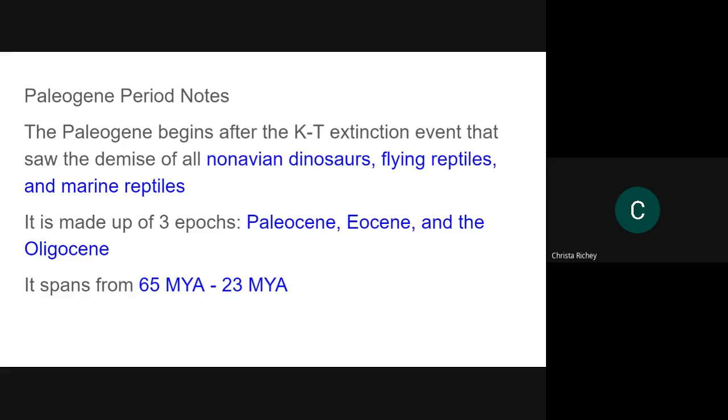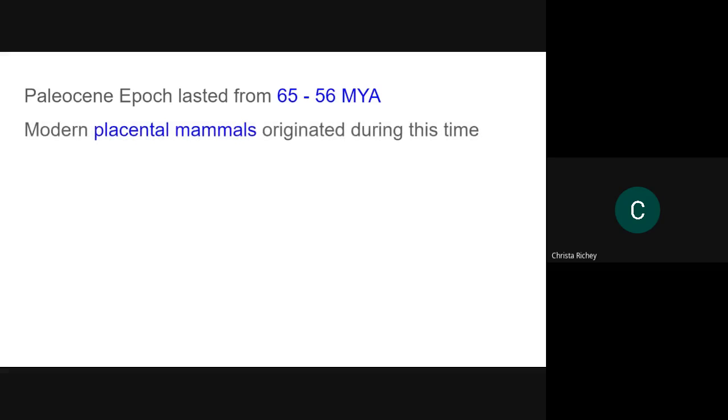This period is the longest of the three. We're going to talk about the next one tomorrow, and then the one that we're in the next day. It runs from the death of the dinosaurs, the end of the Cretaceous, up to 23 million years ago. We're going to do the Paleocene first, because it's the first of the three. It ran from 65 to 56 million years ago.